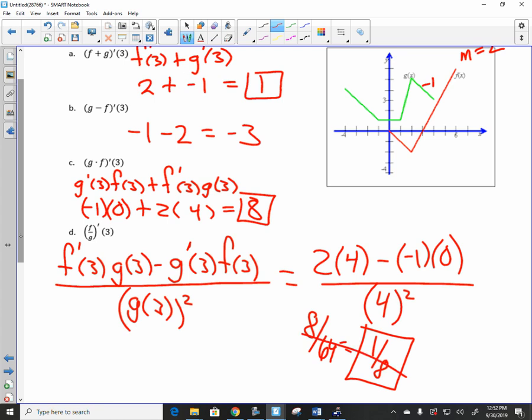Just seeing if you guys are paying attention. 8 over 16 is 1/2. I heard about 16 mistakes from you guys when we were doing the problem, so I thought I'd just... no, that was not a mistake. I screwed up. Gotta own it. 1/2.